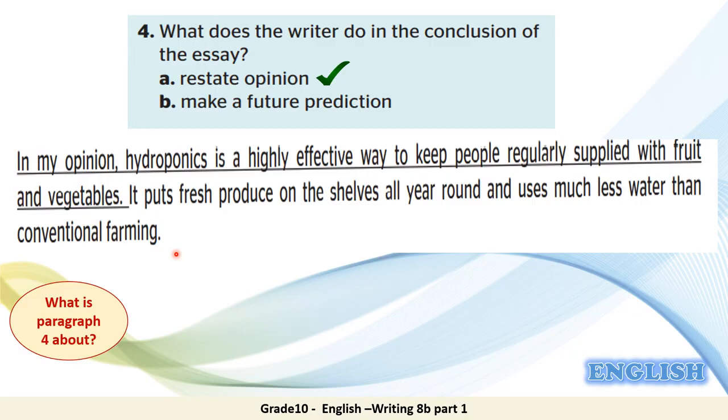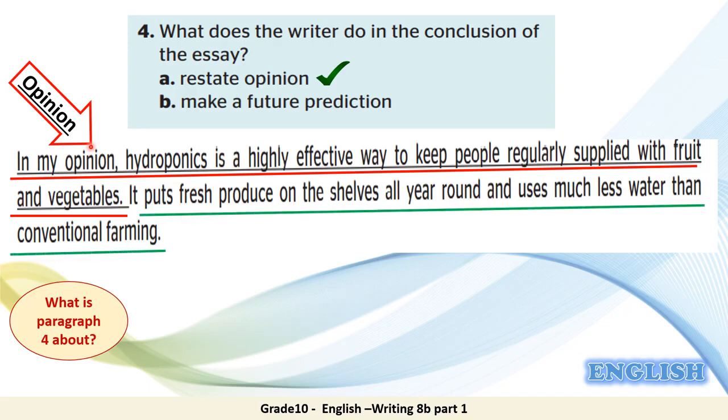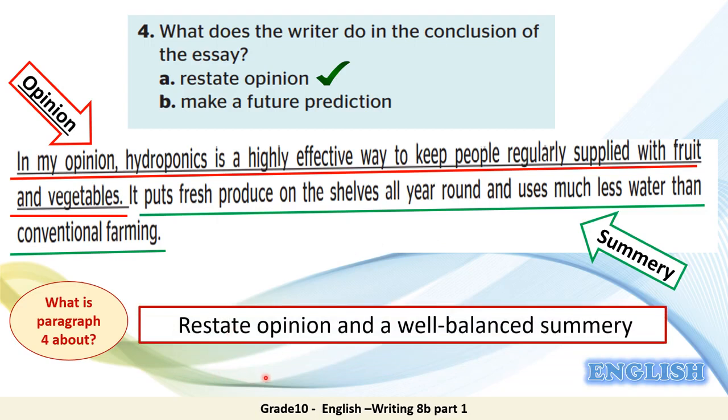Let's analyze it together. The writer began with, in my opinion. So the sentence underlined with red is about the writer's opinion. Well done, everyone. And let's look at the other underlined sentence with green color. It's giving you a summary. So the final paragraph is restating opinion and a well-balanced summary.